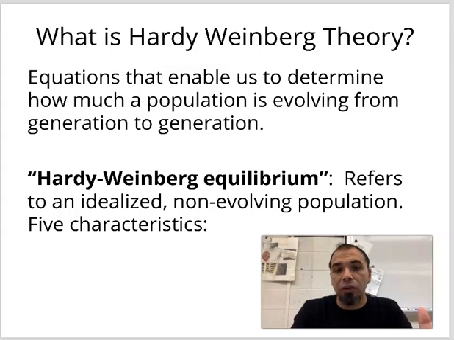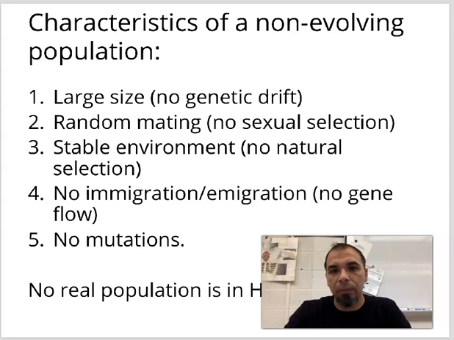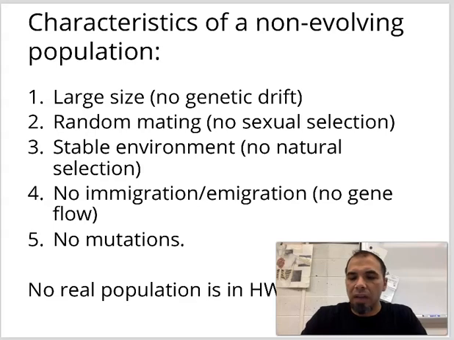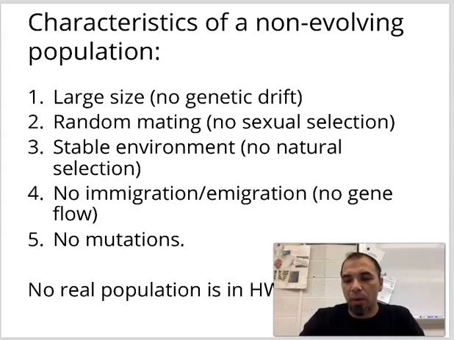Hardy-Weinberg equilibrium refers to an ideal non-evolving population. So if a population is in Hardy-Weinberg equilibrium, it's not evolving. In nature, really there are no populations that are in equilibrium. So here are the characteristics. Large size, so there's no genetic drift. Random mating, so there's no sexual selection. There's a stable environment, so no natural selection. No immigration or emigration, so there's no gene flow, and there's no mutations. And so really, there's no population in Hardy-Weinberg equilibrium. And if you remember the video, the 5 Fingers of Evolution by Bozeman, those are populations that are evolving.